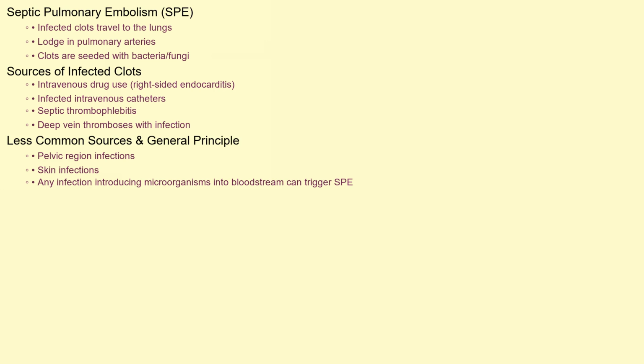Septic pulmonary embolism occurs when infected clots, or thrombi, travel through the bloodstream and lodge in the pulmonary arteries, the vessels that carry blood to the lungs. These clots are typically seeded with bacteria, fungi, or other infectious agents.